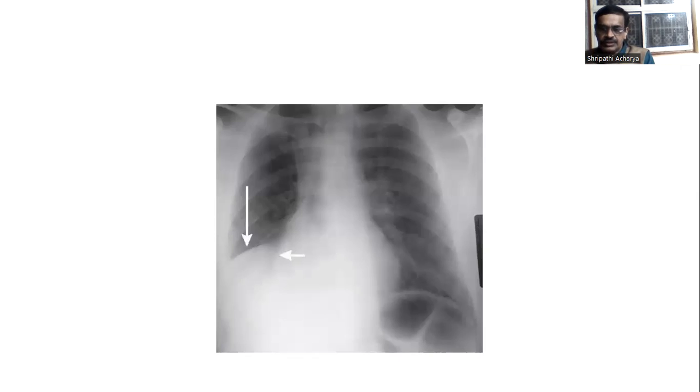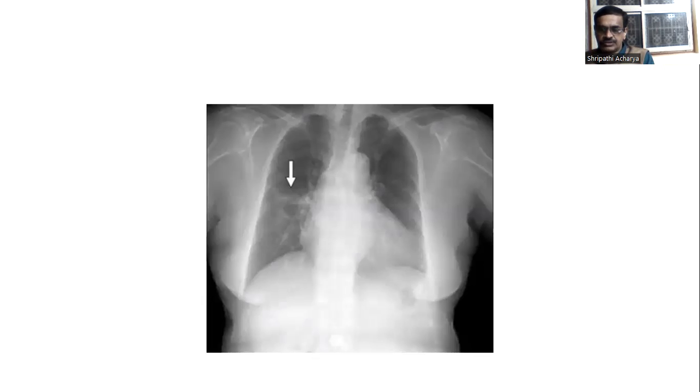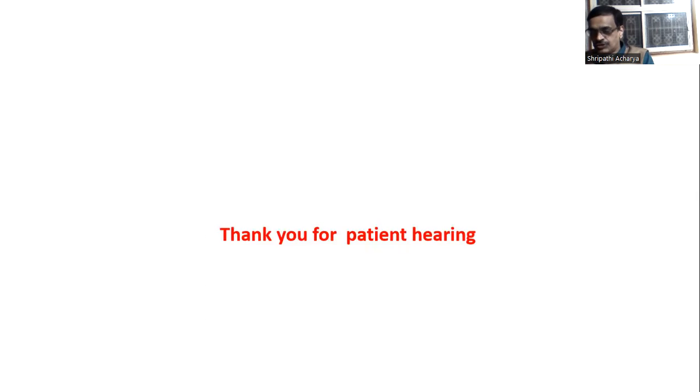There you see, there is a raising of the hemidiaphragm, also collapse. Right upper lobe is collapsed. There you see, it's collapsed. Today, we have discussed pleural effusion, the features, X-ray findings of pleural effusion, and lung collapse or atelectasis.